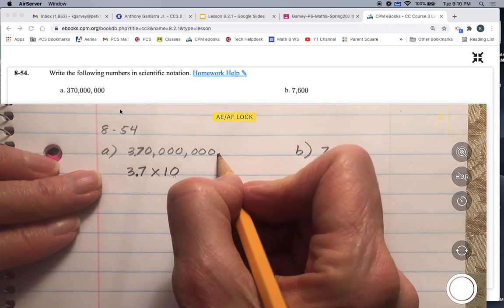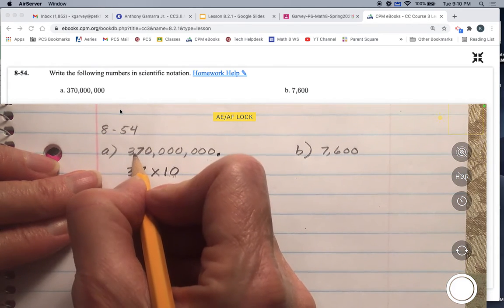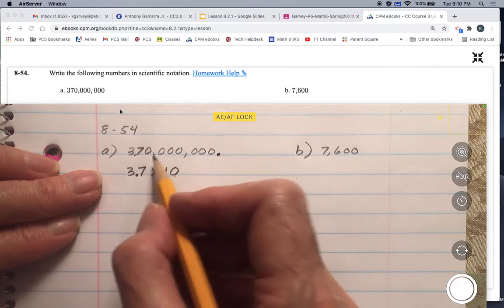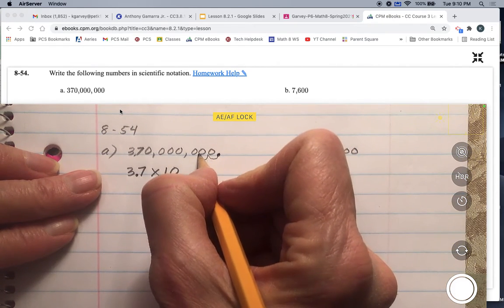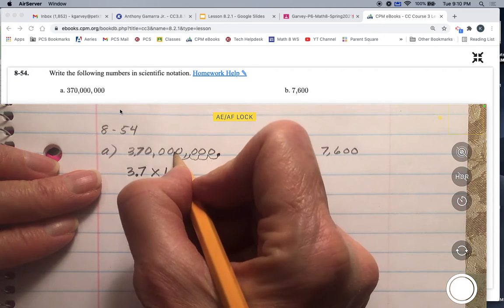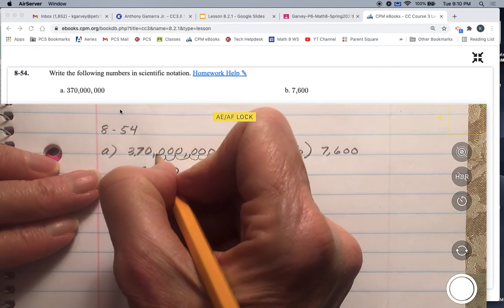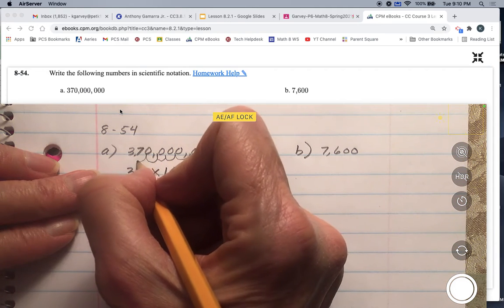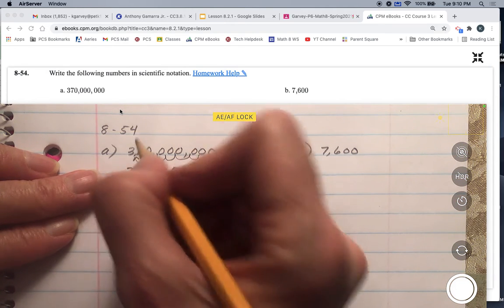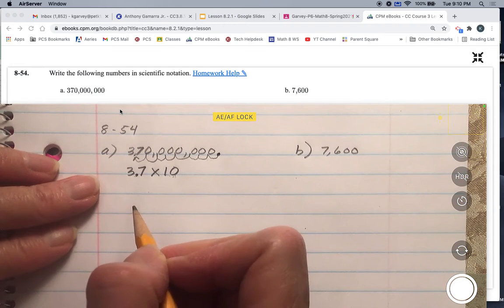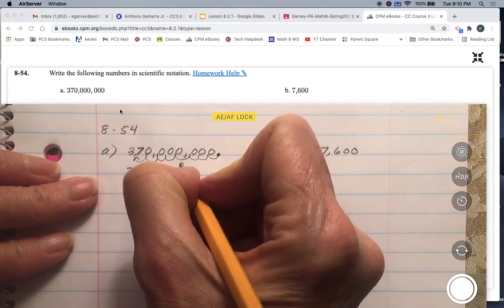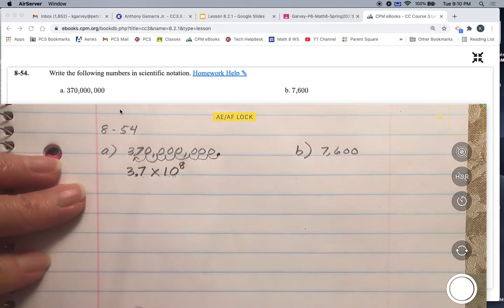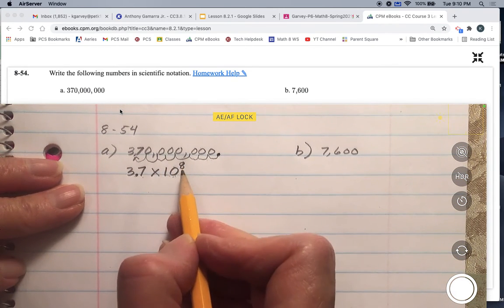It was at the end of the number, but now we want the decimal to be here. So how many place values do we have to go? 1, 2, 3, 4, 5, 6, 7, and 8 to finally arrive at where we've placed that. So this would be 3.7 times 10 to the power of 8. So it's 8 place values, so our exponent is 8.